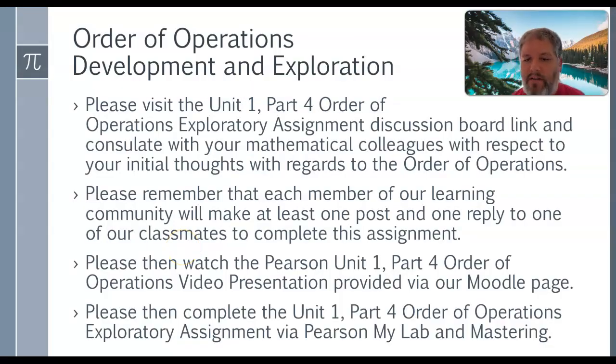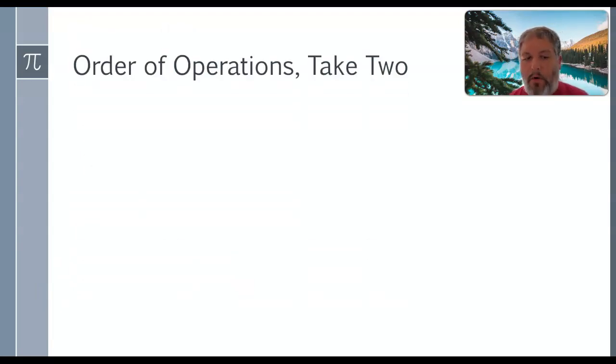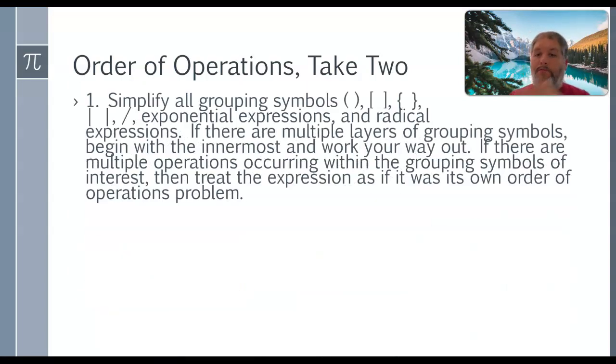So now that we've completed our My Lab and Mastering assignment, we can think about the order of operations in a second viewing, a take 2, if you will. Big picture-wise, when we think about the order of operations, we're thinking about it with respect to 4 major steps. The first of those steps being grouping symbols. So we got parentheses, we got brackets, we got braces, we got absolute value bars, we got the fraction bar, and exponential expressions and radical expressions even really comprise a grouping type of symbol. When we look at expressions that have multiple layers of grouping symbols, we take an innermost outward approach. So start from the innermost symbol and work your way out.